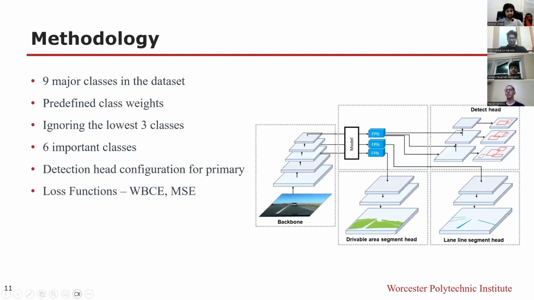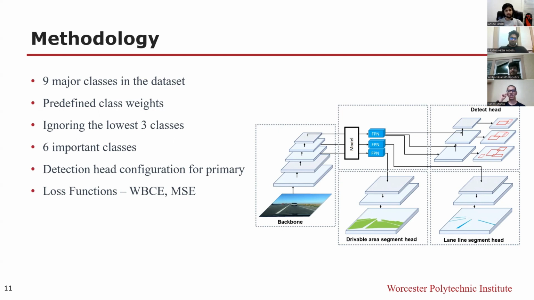Moving on to the methodology. For the project, we use the BDD 100K dataset, as my friend Aditya has just explained. The dataset consists of a total of 9 major classes. To prioritize these classes, we predefined weights and then we integrated them into the pyramid structure.